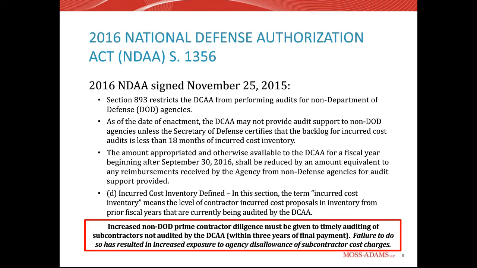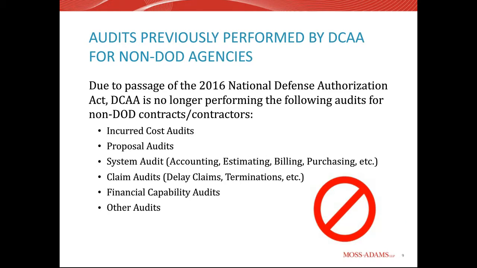From a contractor standpoint, it has a huge impact on the ability of a contractor to get paid for the work that they perform. Essentially, the types of audits that were performed by the DCAA that are no longer being performed for these non-DoD agencies are incurred cost audits, but also proposal audits, system reviews, whether it be accounting, estimating, billing, purchasing, claims audits, financial capability audits, and other audits.